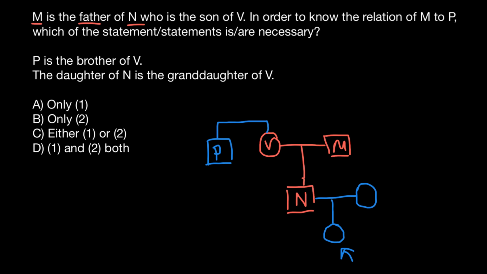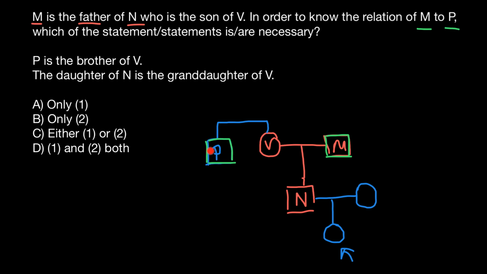So in order to establish relationship between M and P, which statement do we need? So he is M and he is P. And of course, as you see, in order to establish relationship between M and P, we need only the first statement. So according to this pedigree, we can say that M is going to be a brother-in-law of P.